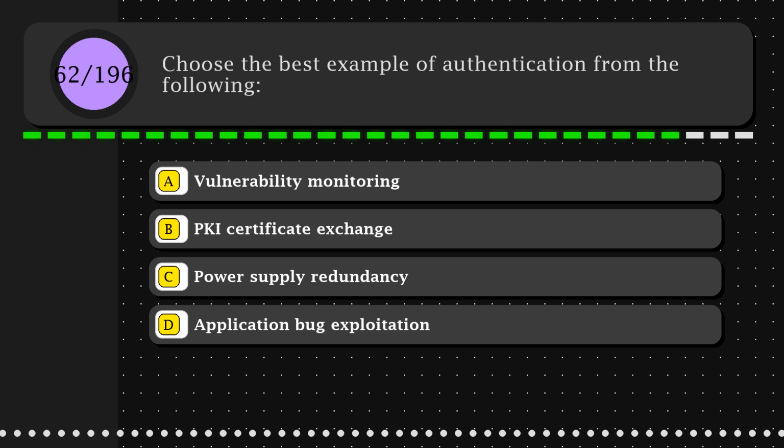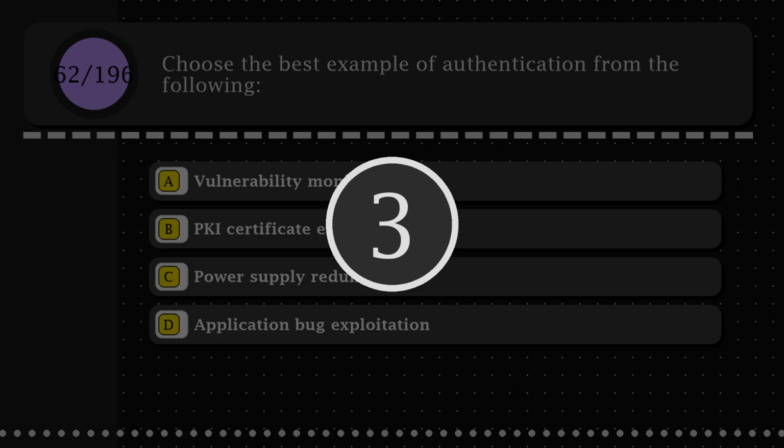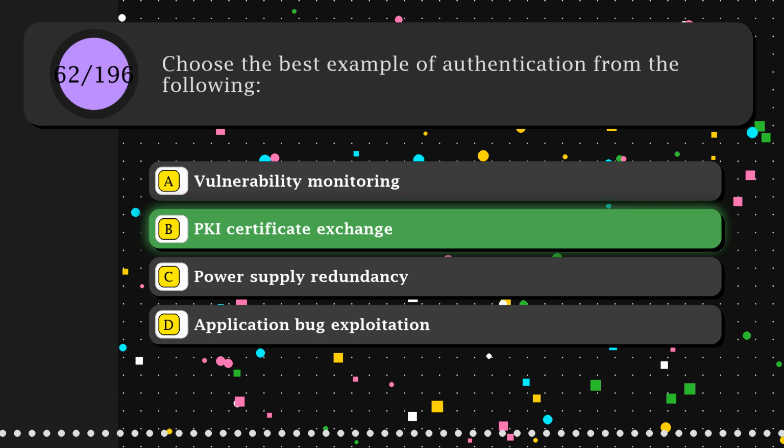Question 62. Choose the best example of authentication from the following. Option A, vulnerability monitoring. Option B, PKI certificate exchange. Option C, power supply redundancy. Option D, application bug exploitation. The correct answer is option B, PKI certificate exchange.